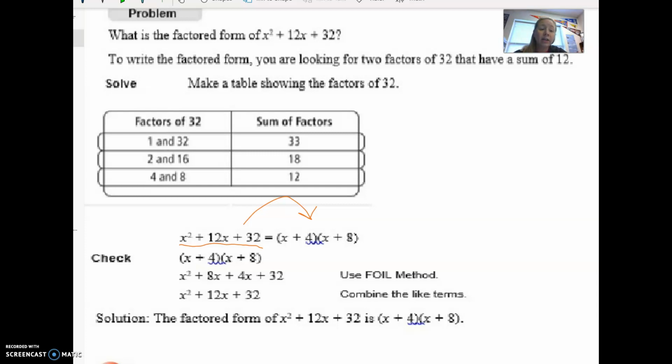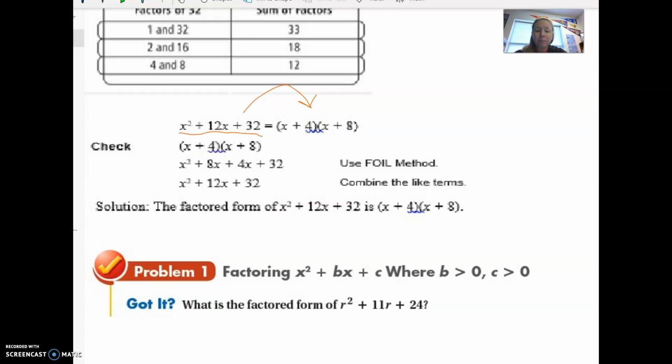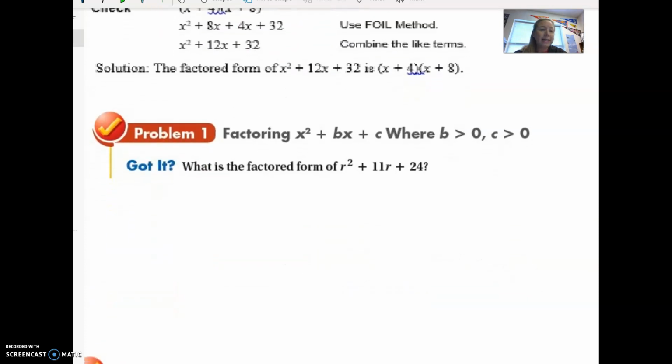And you can check your answer. If you think you might have made a mistake, you can always use FOIL or distributive property, and you can check. You should end up with what you started with, okay? Let's do one together.